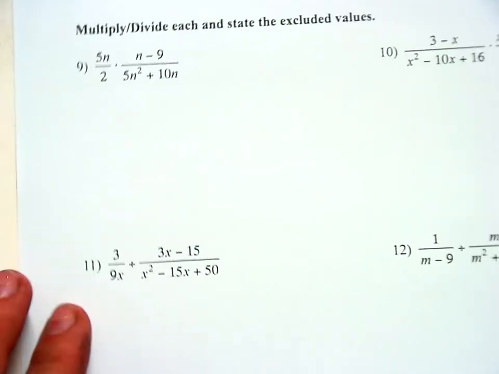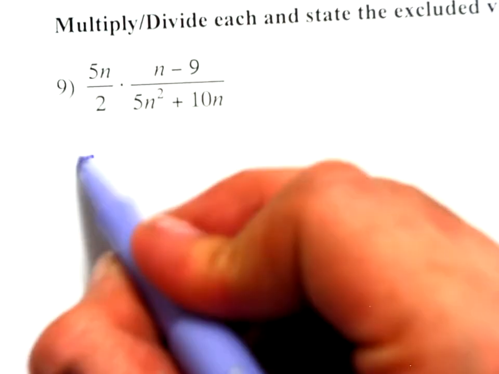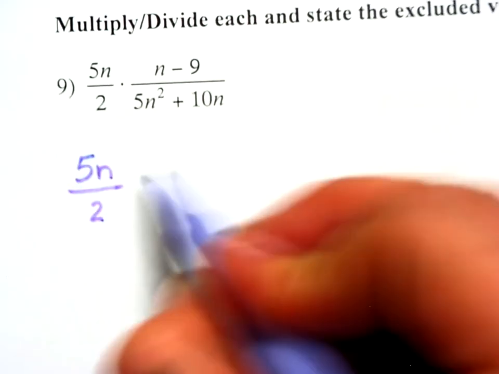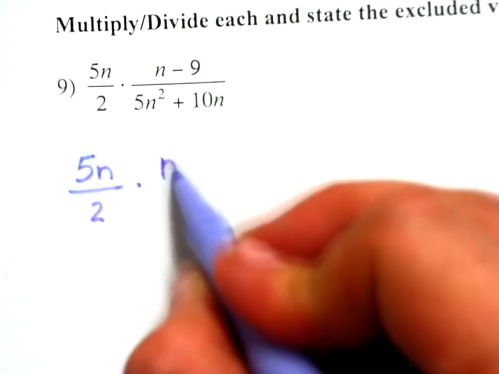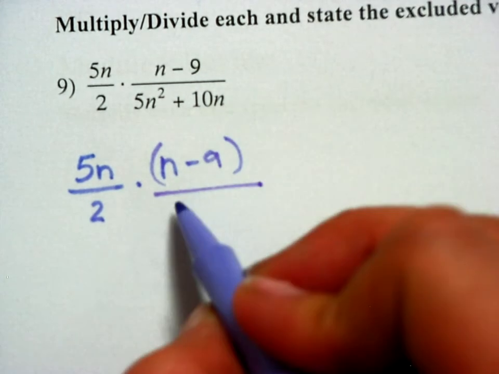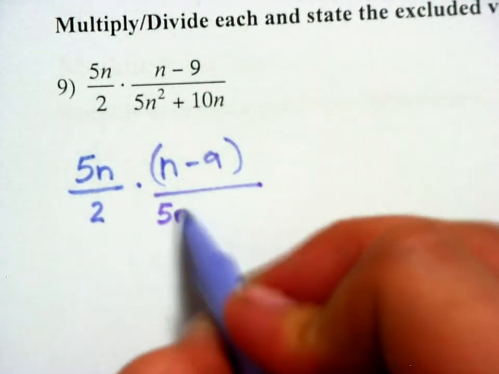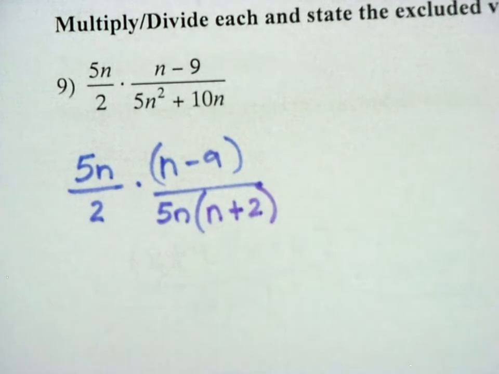First two are going to be multiplication. So I'm just going to multiply across once I've factored. So this one, I'm going to write my first fraction because that's already factored, and then times. Ooh, I can definitely factor this denominator. So n minus 9 up here. And then in the denominator, I can factor out a 5n, and what's left is an n plus 2.